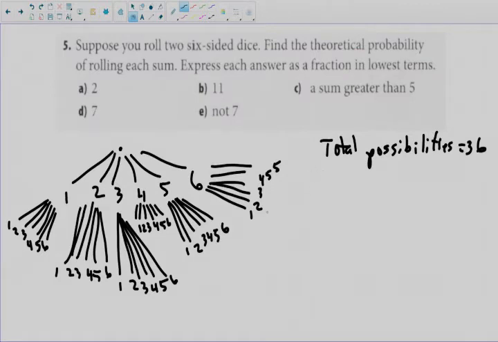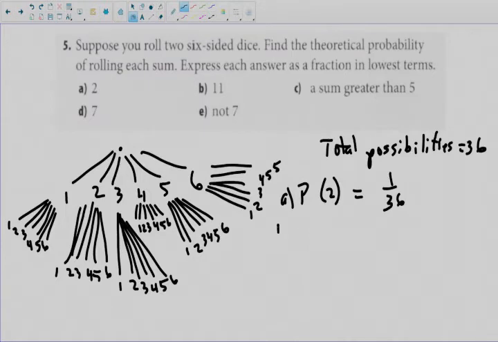Okay, so where are we going to roll a 2? Well, the only way to get a 2 on two dice is by rolling a 1 and a 1. So there's only one chance of that. So the probability for A of rolling a sum of 2 on two dice is 1 out of 36. And I'm going to let you figure out the rest.